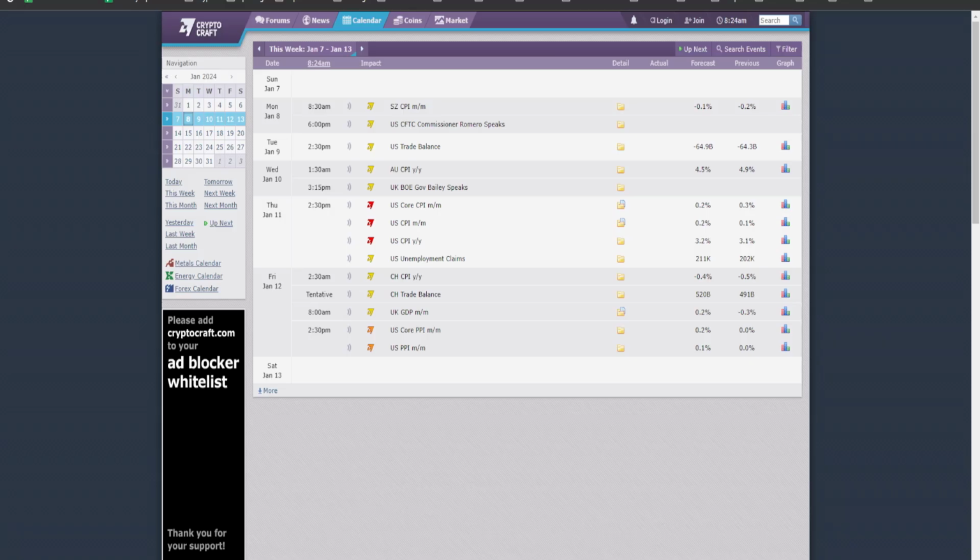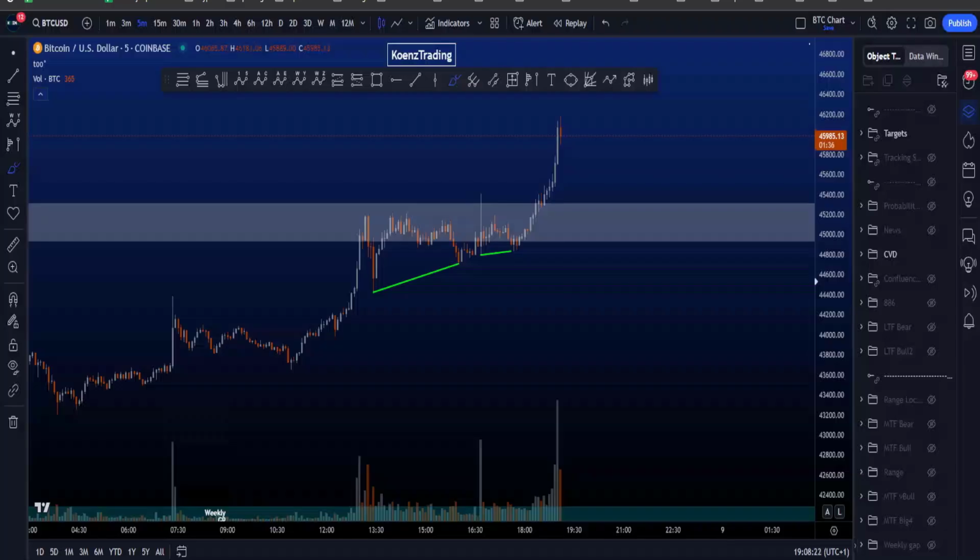We also have some news this week. On Thursday at 2:30 p.m. Central European Time, you can see the red flags here, so that is some high impact news, might increase the volatility, so make sure you trade safe on Thursday.